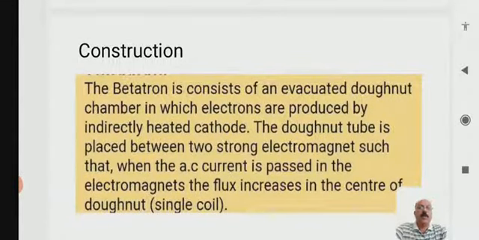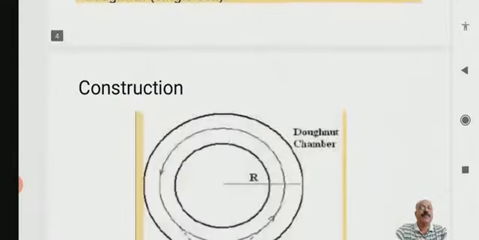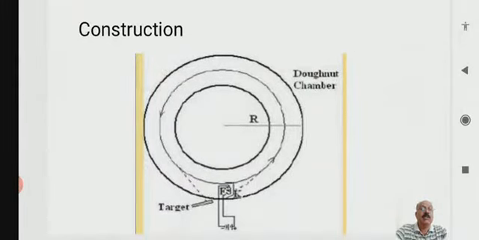Now construction. The Betatron consists of an evacuated donut chamber in which electrons are produced by an indirectly heated cathode. The donut tube is placed between two strong electromagnets such that when an AC current is passed in the electromagnets, the flux increases in the center of the donut or single coil. Now this is the construction. So you observe that one is a target and it is the donut chamber, and in that the electrons must be revolved. The potential must be applied here.